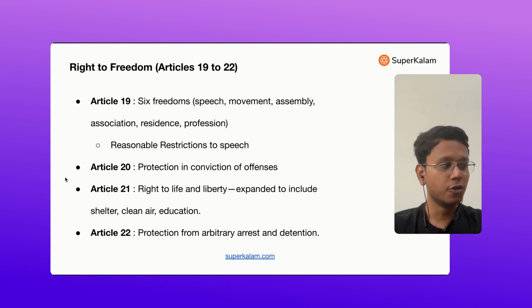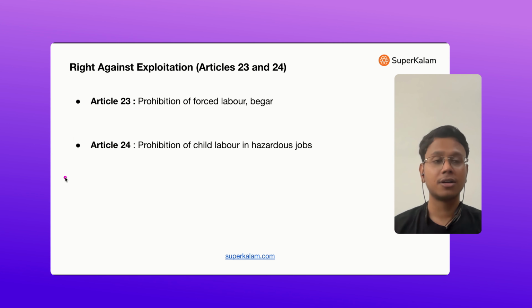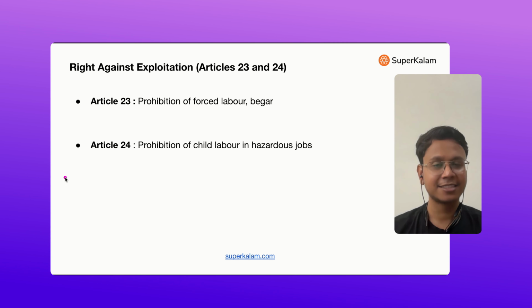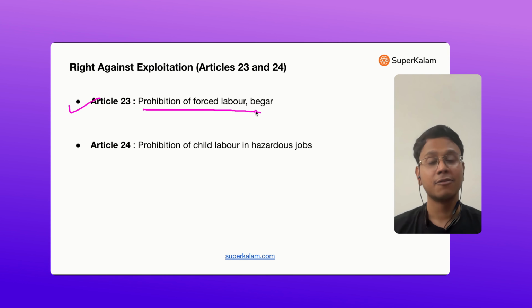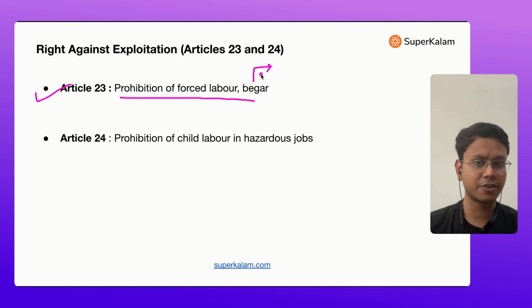Okay. Now we will move further to right against exploitation. If you remember, at the start of the class, I told you the story of the Asian Games. That particular violation of rights, the violation by the contractor by giving less wages to the workers, comes under Article 23, which prohibits forced labor and begar. Begar used to happen earlier in British India. It was a type of bonded labor. In that Asian Games case, the Supreme Court said that giving less wages is like forced labor.